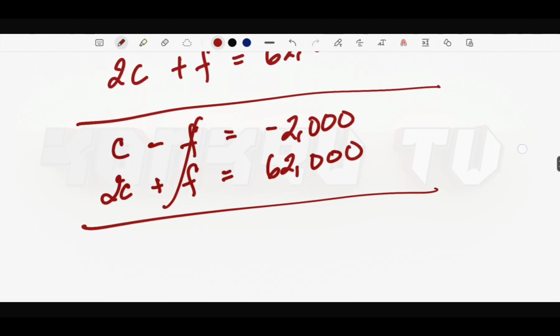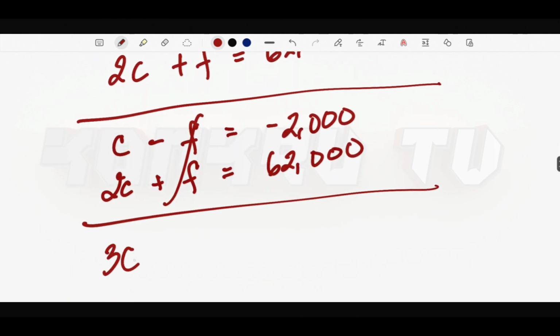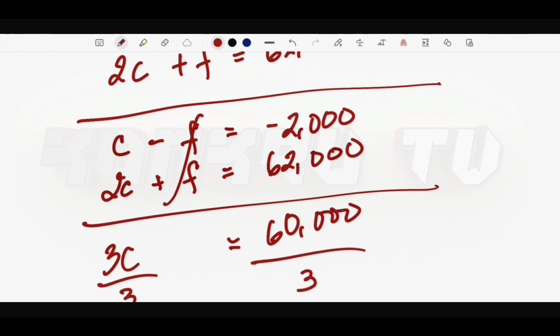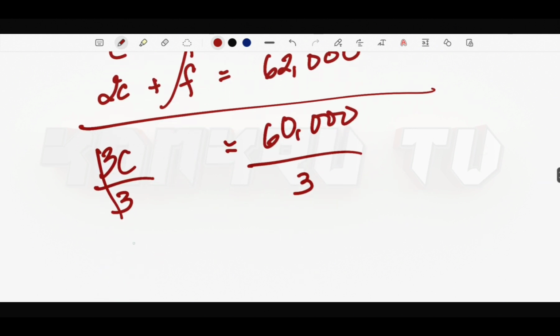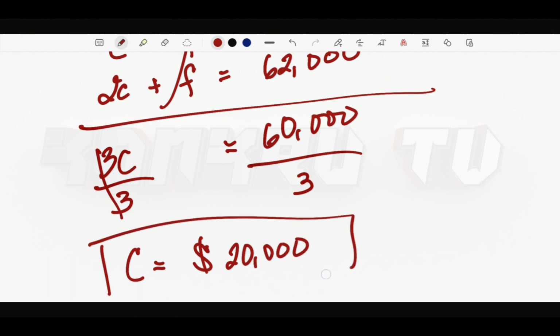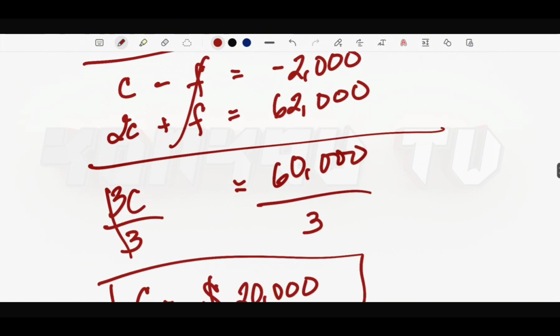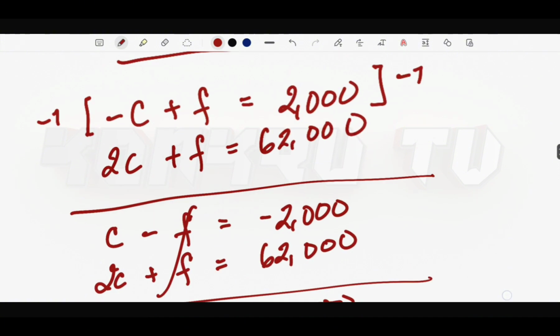Okay, cancel. So meron tayong 3C is equal to 60,000. Okay, so over 3 both sides. So C is equal to $20,000. So yun yung Chevrolet, $20,000. So ngayon pwede na nating makuha yung iba.